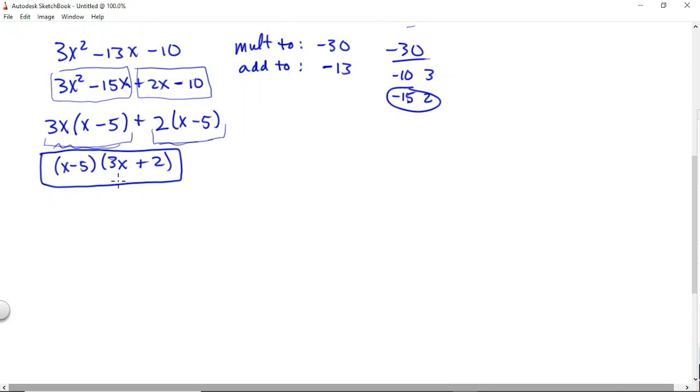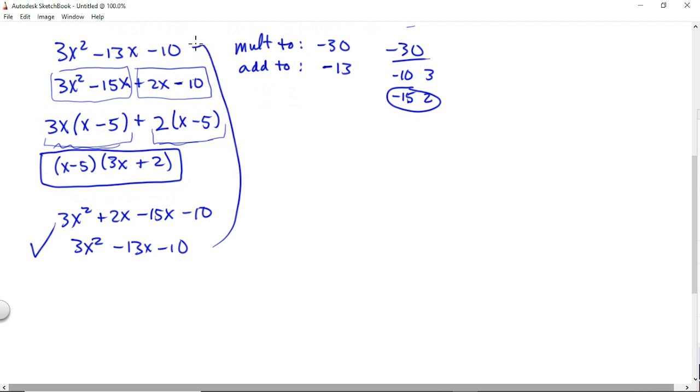Now we can check it just to make sure it's right, but this is not guess and check. There's no guessing here. We found the numbers and we split the middle and we factored by grouping, so this should be correct. It'll only be wrong if we made a mistake somewhere. X times 3x, 3x squared. X times 2 is plus 2x. Negative 5 times 3x, negative 15x. Negative 5 times 2 is negative 10. 3x squared minus 13x minus 10. And it checks because it is the same as that.